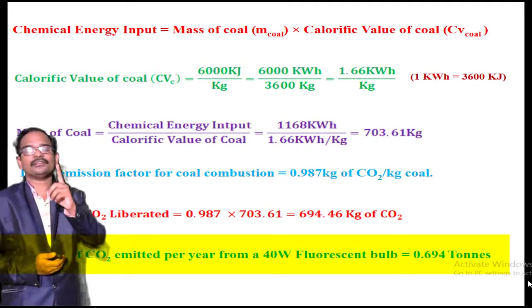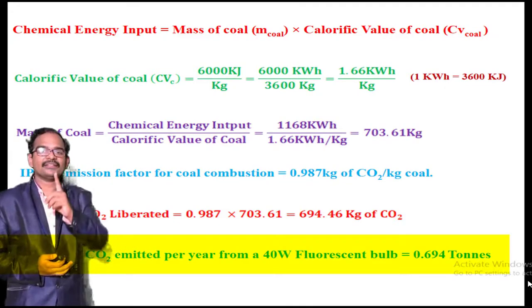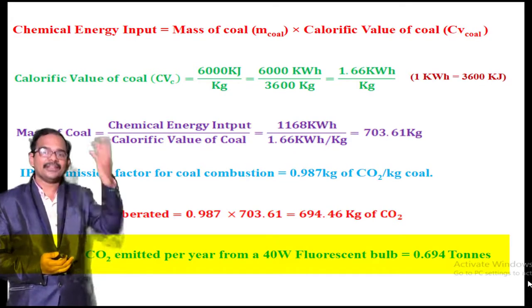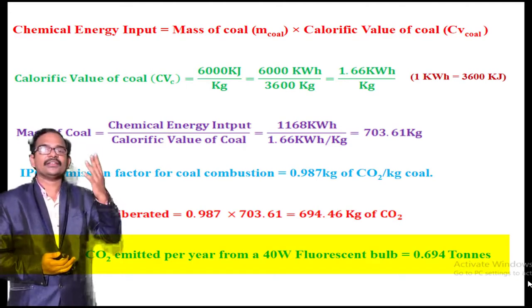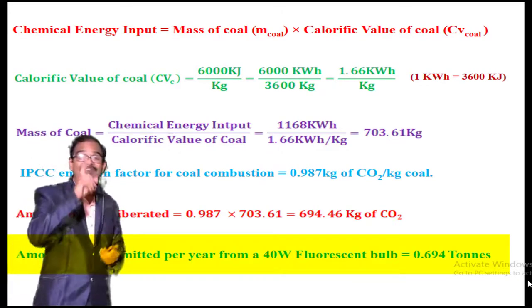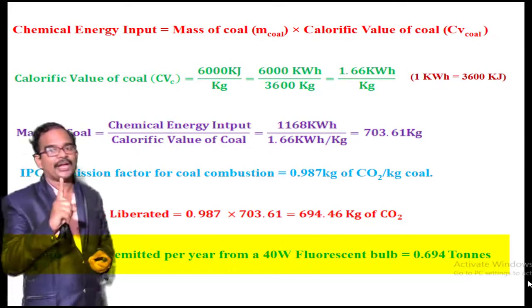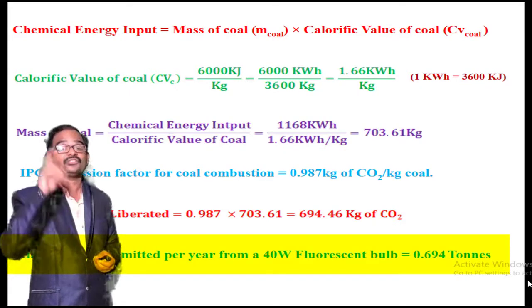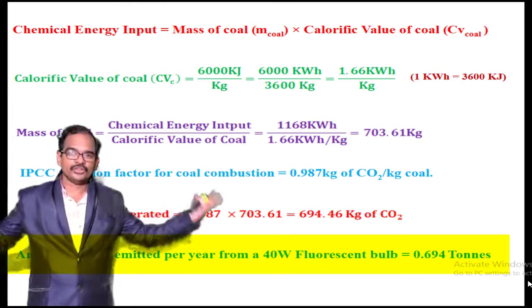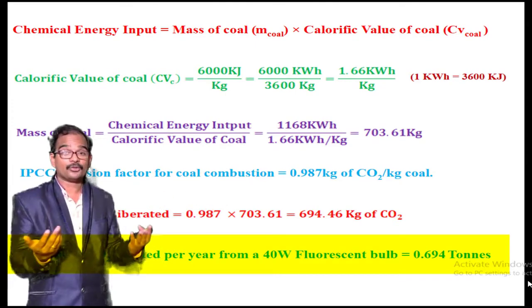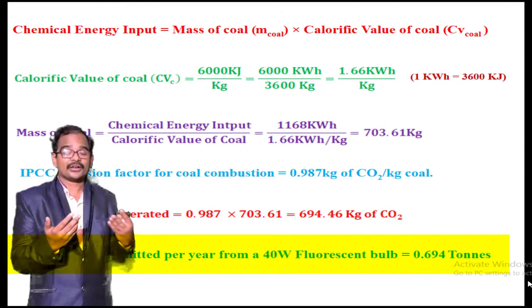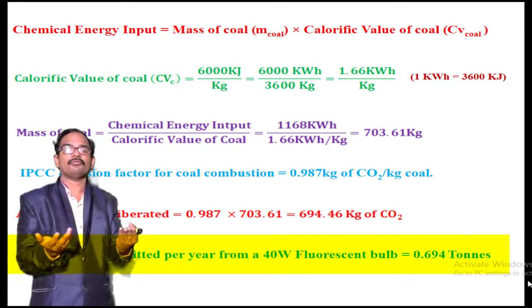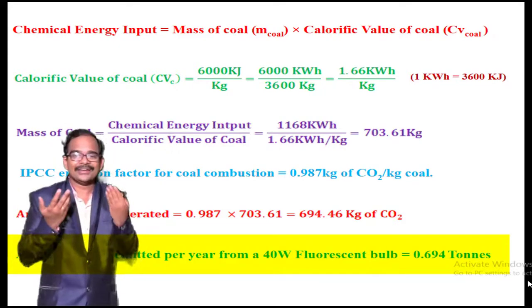For a single tube light, if I want to use it for a year, I am using 700 kgs of coal. Along with it, I am also liberating around 694 kgs of CO2 into the atmosphere from one single light. Now think of the different equipments which you are using in your home, how much energy you are utilizing, how much coal you are spending for that, and how much CO2 you are liberating into the atmosphere.